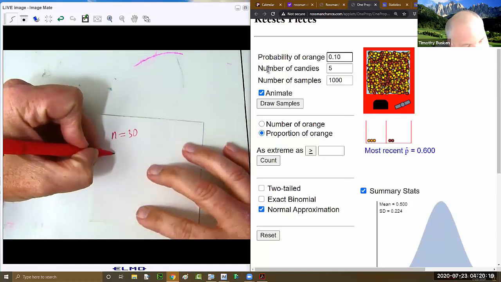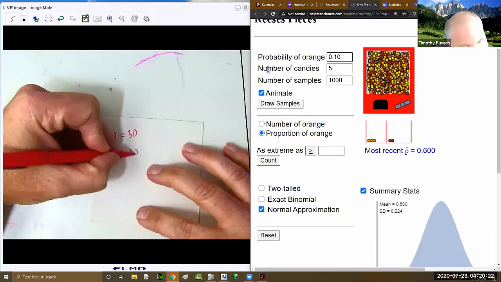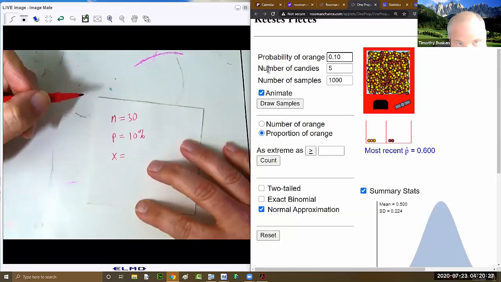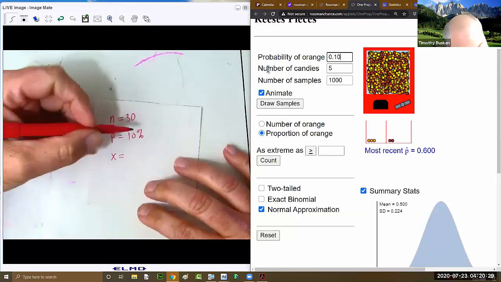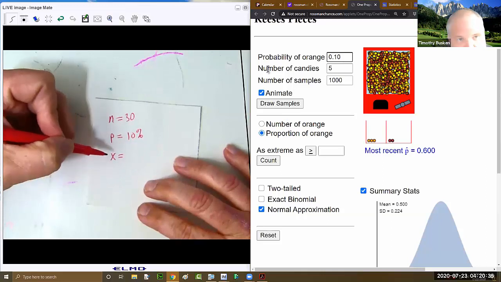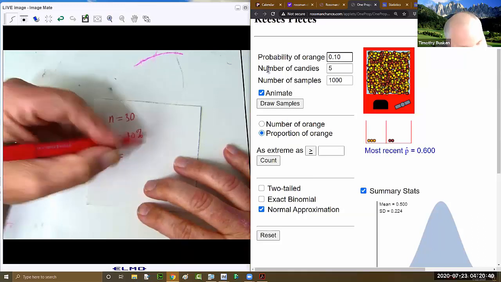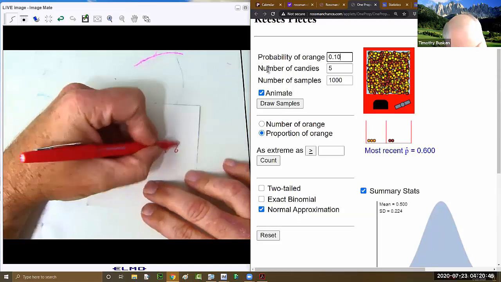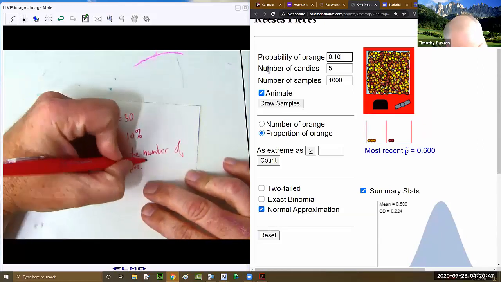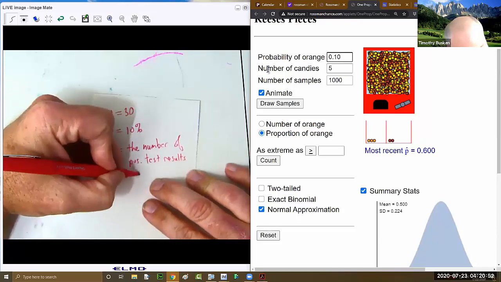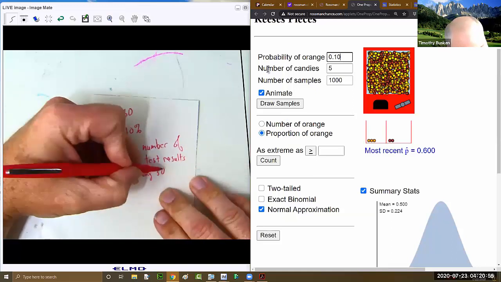In this case, p we said was 10%, or 0.10. And X would represent the binomial random variable representing the number of people out of 30 who had COVID-19. So it would be the number of positive test results among 30 trials.